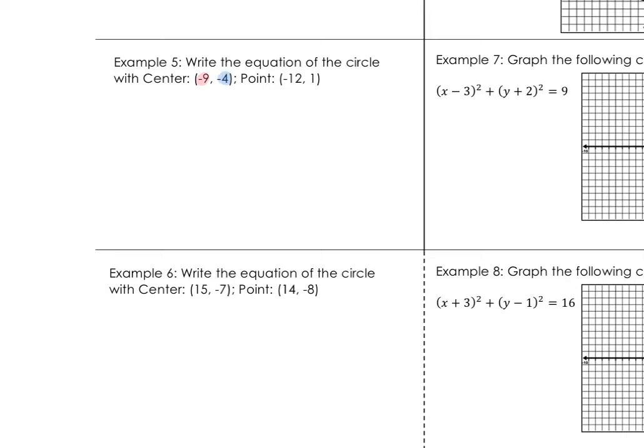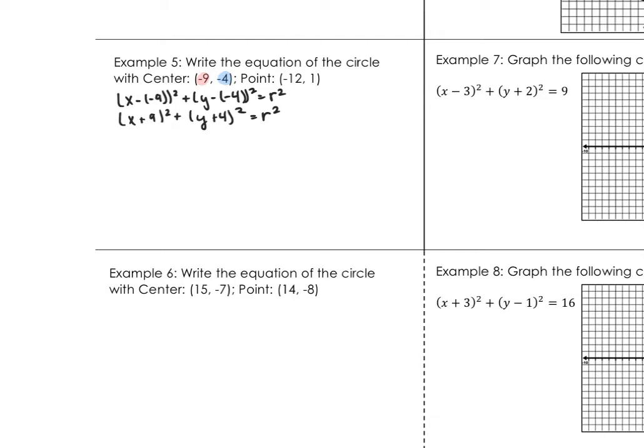So if we were just to use this information, our equation of our circle is going to look something like this. It's going to be x minus negative 9 squared plus y minus negative 4 squared equals, we don't have a radius to plug in, so it would just be r squared. So our equation of our circle is going to look something like this: x plus 9 squared plus y plus 4 squared, because remember the signs change, equals r squared.